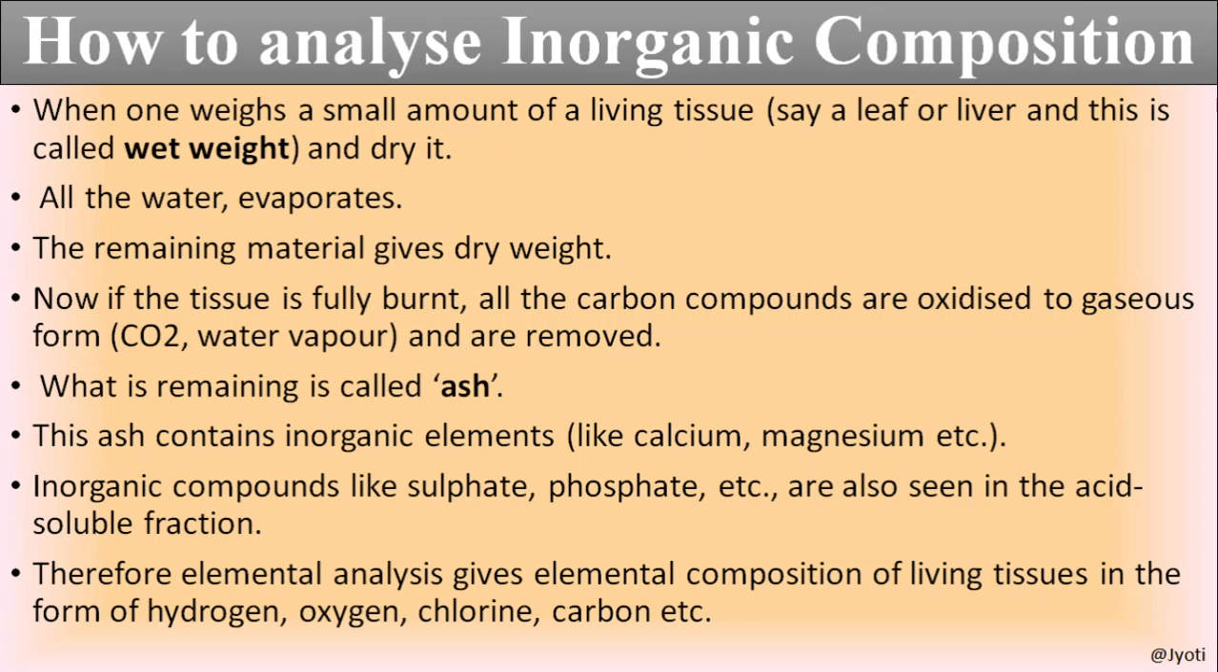Then what will be remaining? The remaining part is the ash. And the ash contains inorganic elements like calcium, magnesium, sodium. So these are the inorganics. Now we can separate the inorganic materials or inorganic matters from the organic matter. Okay, and besides that, we can also get the inorganic compounds like sulfate, phosphate in the acid soluble fraction, that is that we have discussed in the previous process.